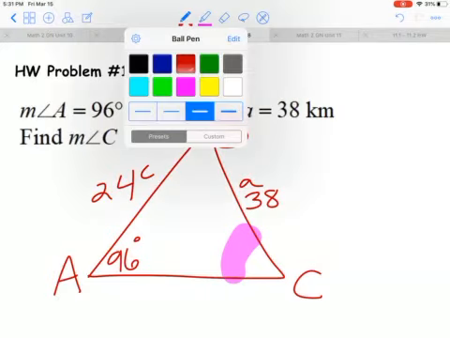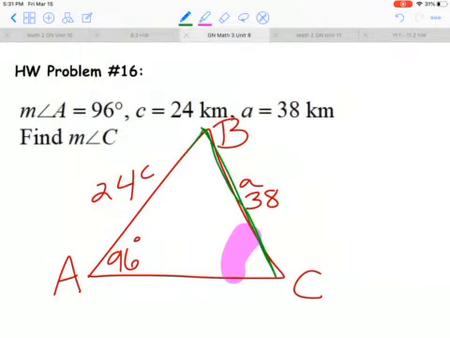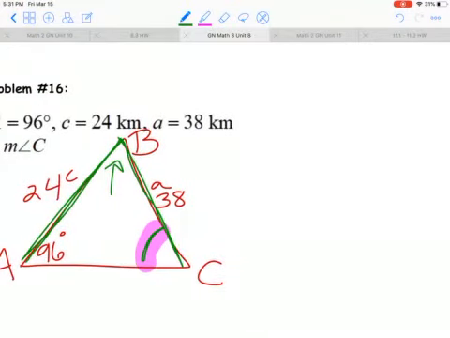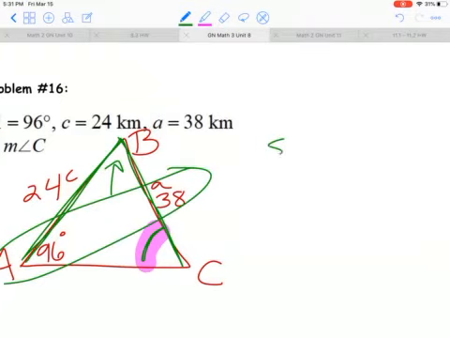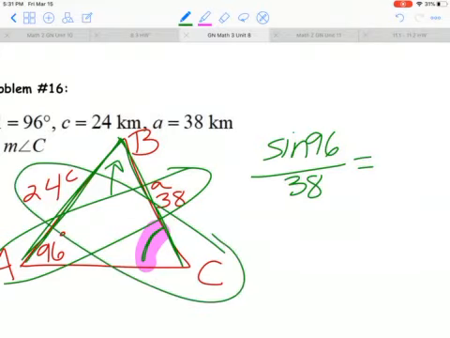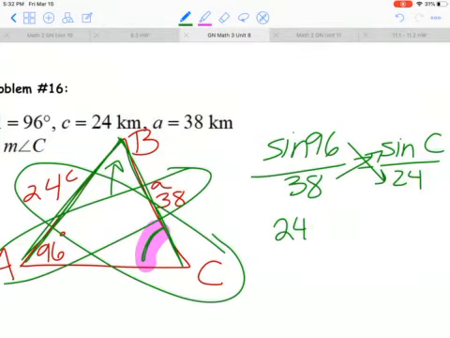Notice here, let's show with a different color. We have this side, and we want this side, and it's not between the two sides. So this is going to be an ambiguous case. So we know A and A, so I want to set that up. And then C and C, we know one of them, we want the other. So that's going to be what I set up. So then you go through and cross multiply. So we get 24 times sine 96 equals 38 times sine C.